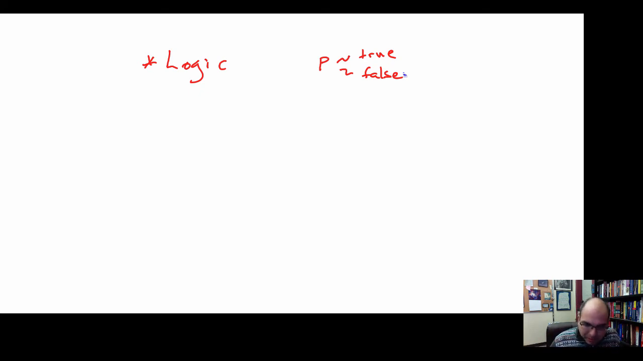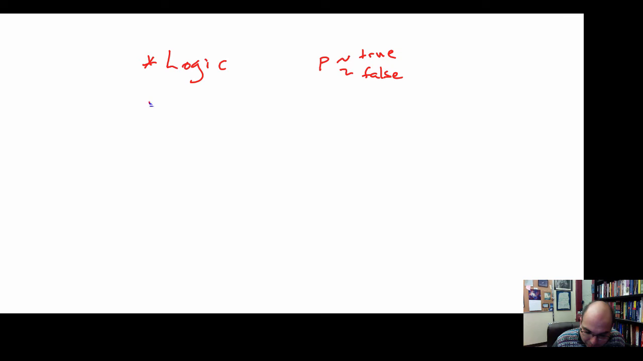So P might be something like 2 is even. That's true. P might be 9 is even. That's false. There's no ambiguity. So it can only have one of these 2 values, and that's one of the reasons that logic is discrete mathematics.